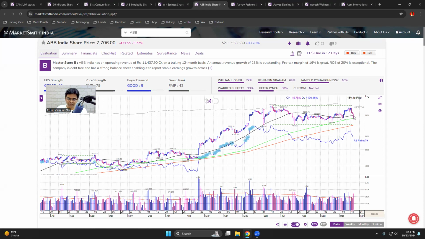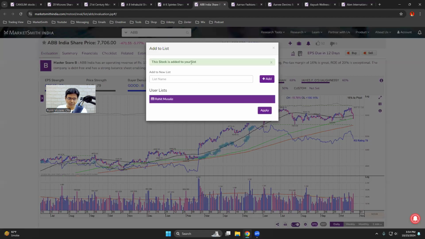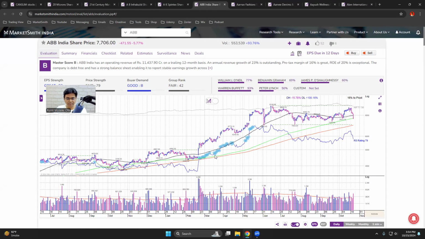See, as long as the price remains below the blue line, I'm not interested in buying the stock. But if it goes above the blue line, then it respects my criteria. So I will put this in my watch list. I click on plus, click on the list, and I apply. The stock is added to your list. So like this, I have added two stocks to the list.